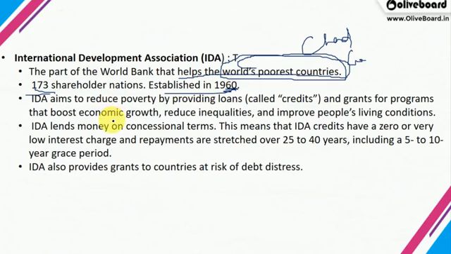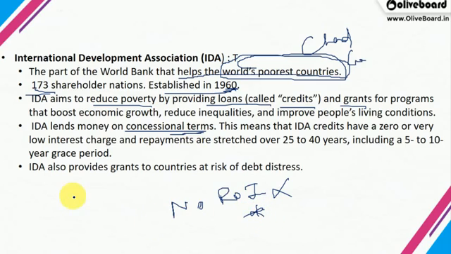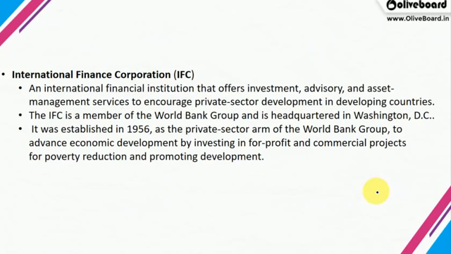So since it is giving loans to the poorest of the countries, and the main aim is to reduce poverty, it provides loans or credits or grants at concessional terms, meaning either no ROI, interest free, or a very low interest rate. It provides grace periods also, 25 to 40 years, right? So this is a function of IDA.